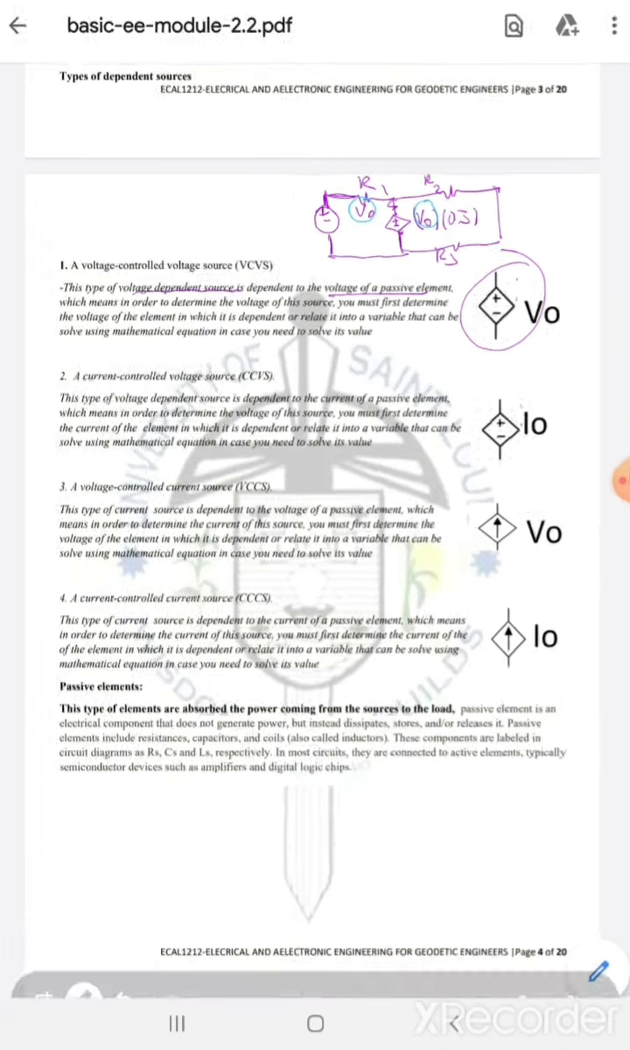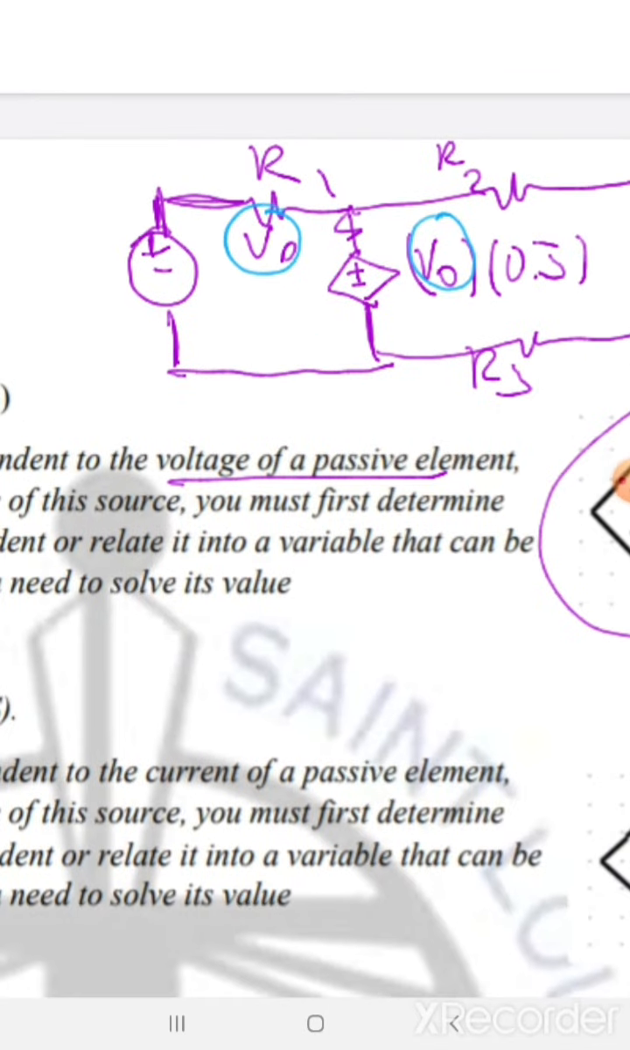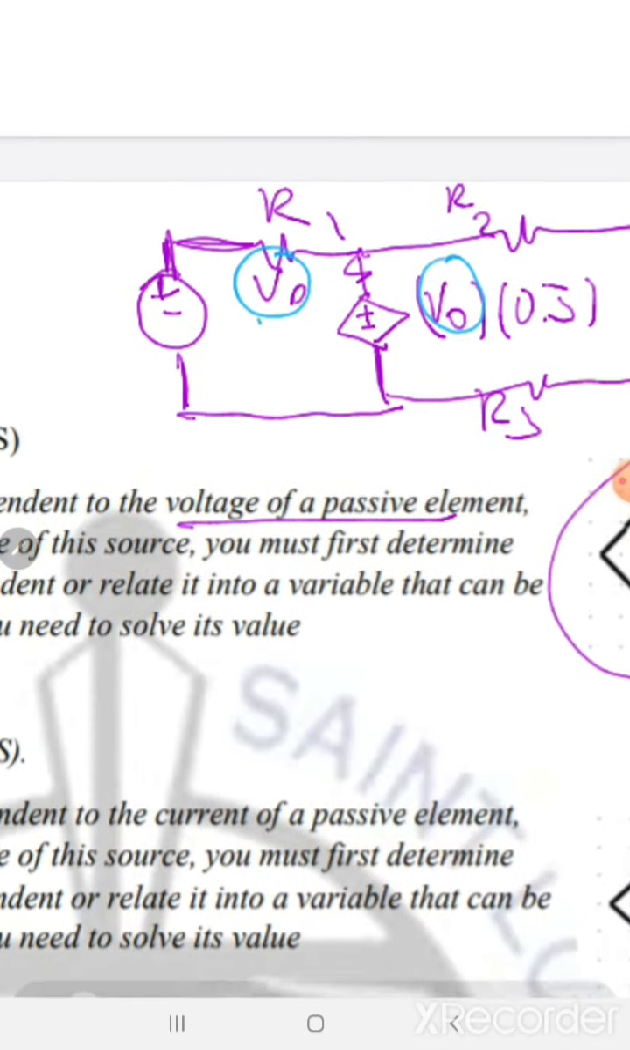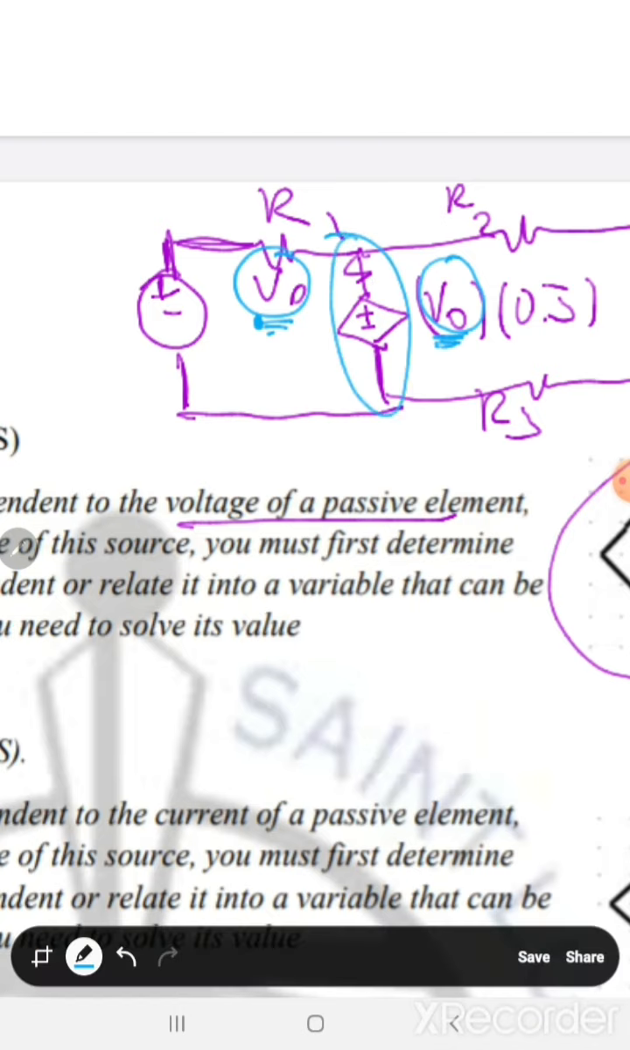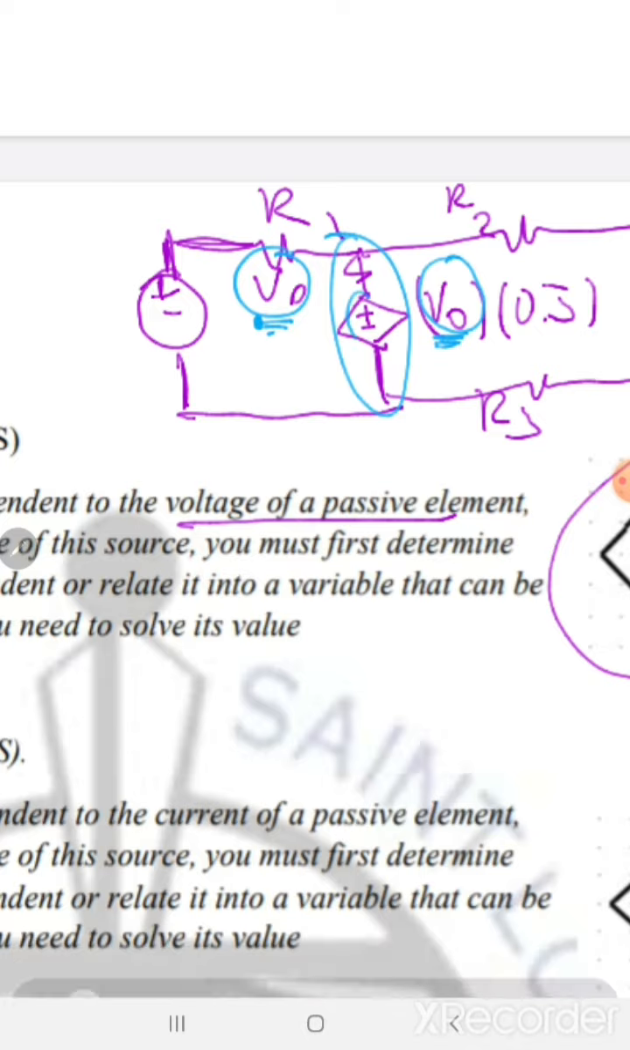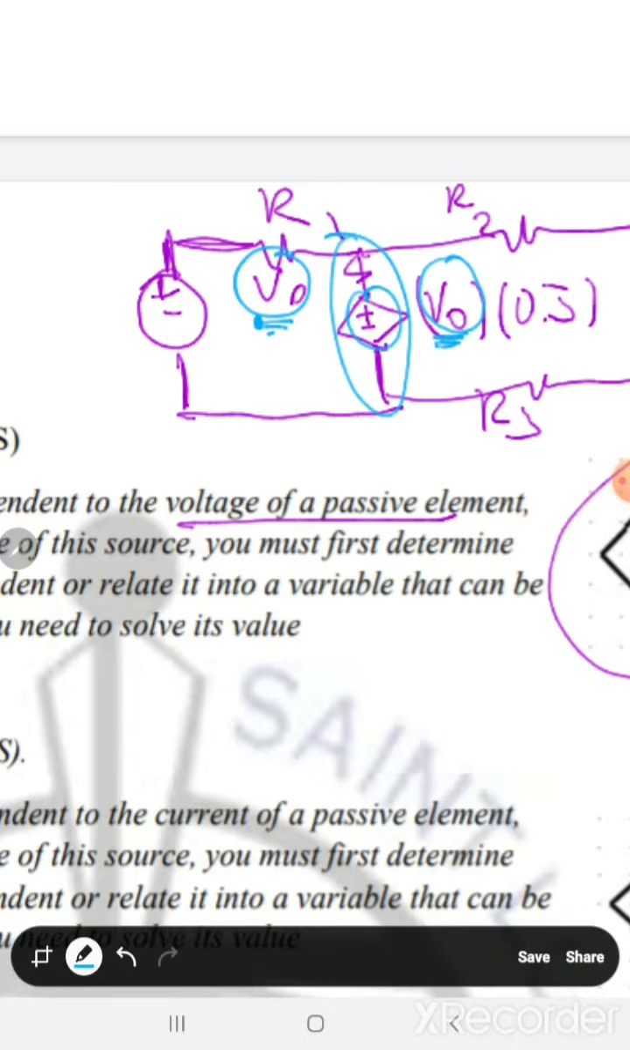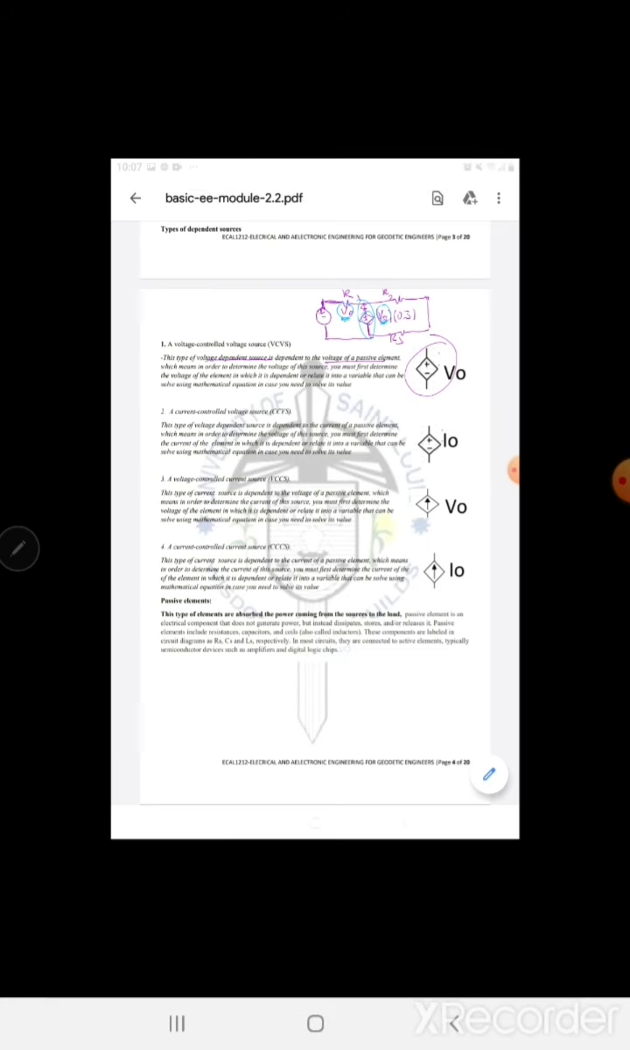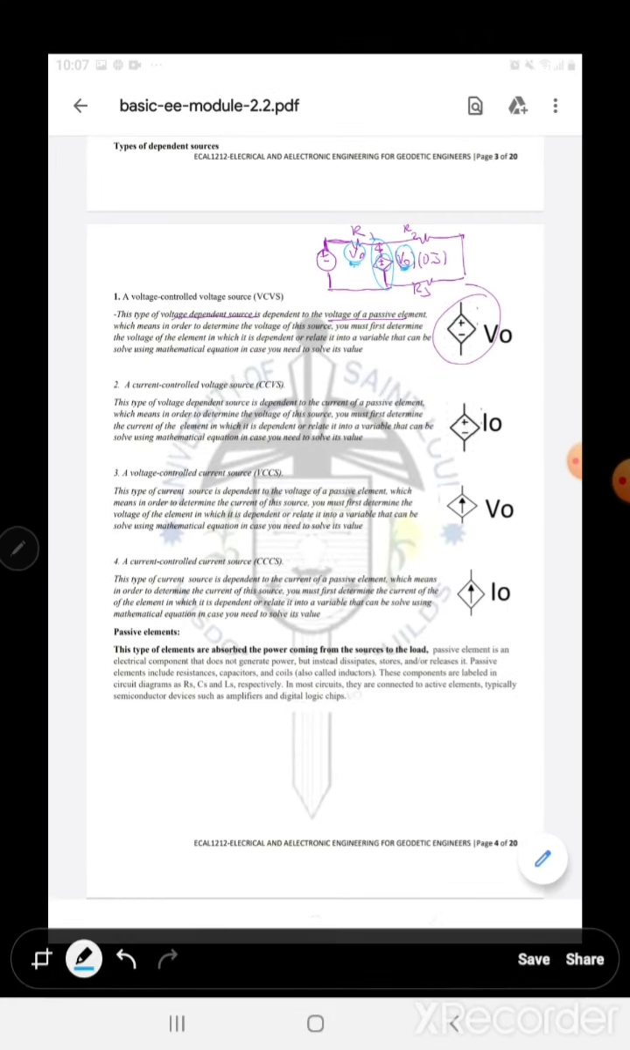Voltage controlled, which means that the voltage of R1 controls the voltage of your voltage source in this branch. So that means that whatever input you are giving to your R1, yun yung magiging input niya dito sa voltage na to, multiplied by 0.5. That is a voltage controlled voltage source.